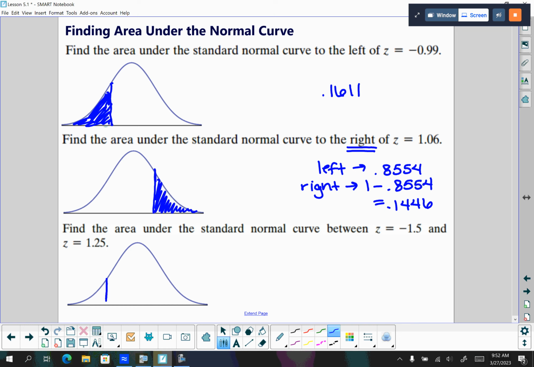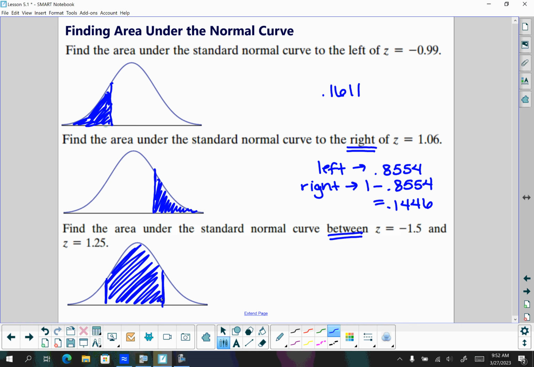Find the area under the standard normal curve between a z-score of negative 1.5 and positive 1.25. Okay, so negative 1.5 is going to be maybe like there, 1.25 maybe here, and this time it is an area between that we are calculating.